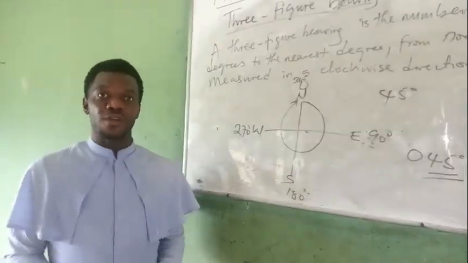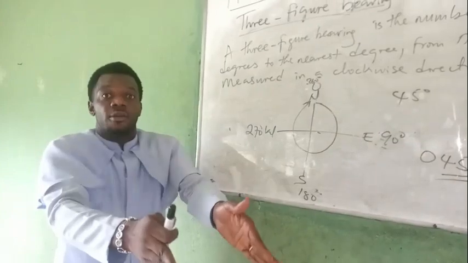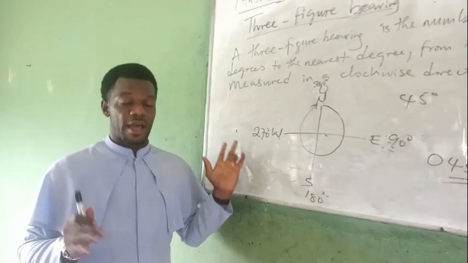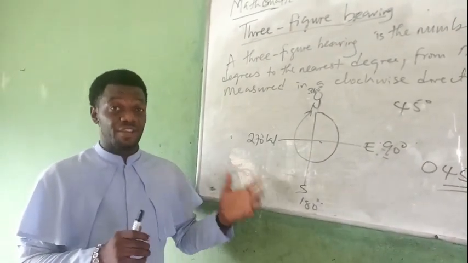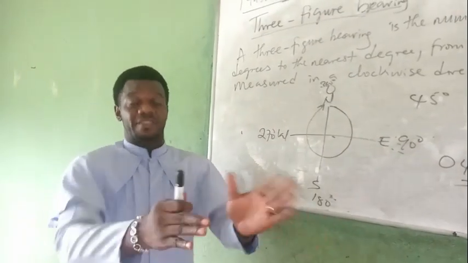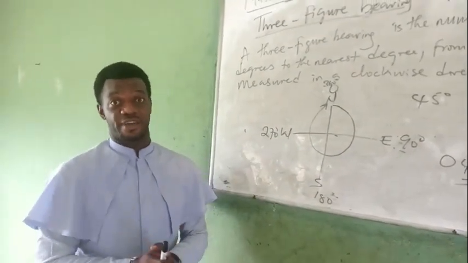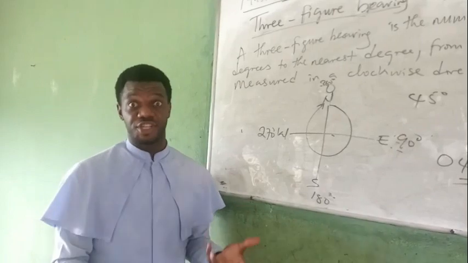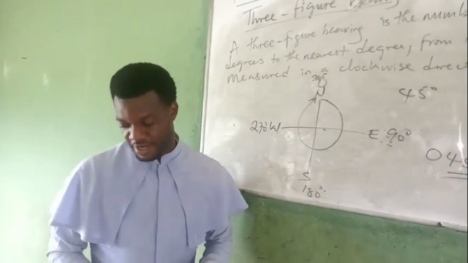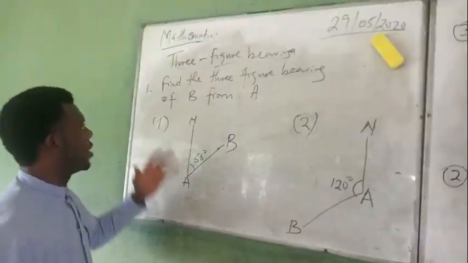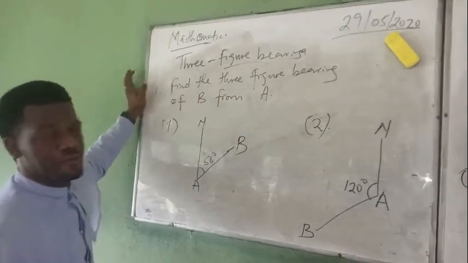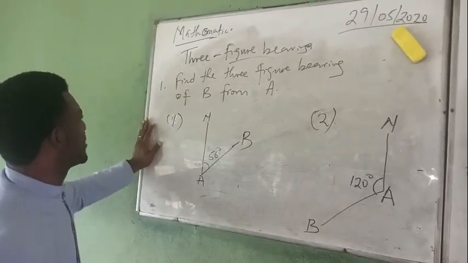The three-figure bearing will give you the exact direction, but in terms of acute angle bearing, it will just give you the particular place. With the three-figure bearing, you can locate everything, because it gives you the total degree. For instance, then we get about the three-figure bearing.